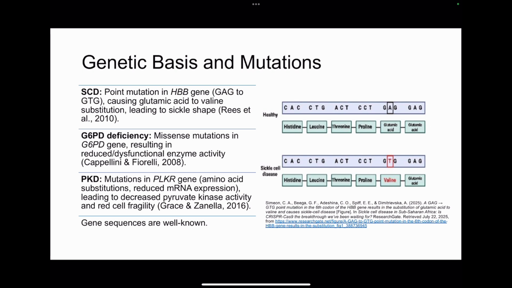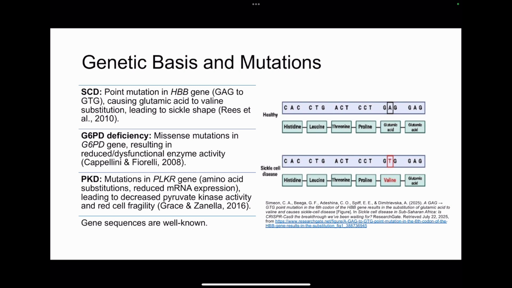Moving on to genetic basis and mutations. For sickle cell disease, a mutation in the HBB gene, which encodes the beta globin chain of hemoglobin, is responsible. Specifically, it's a point mutation where GAG changes to GTG, seen here, causing a glutamic acid to valine substitution, leading to the characteristic sickle cell shape. G6PD deficiency is caused by mutations in, no surprise, G6PD, often missense mutations, which result in reduced or dysfunctional enzyme activity and impair the cell's ability to manage oxidative stress.